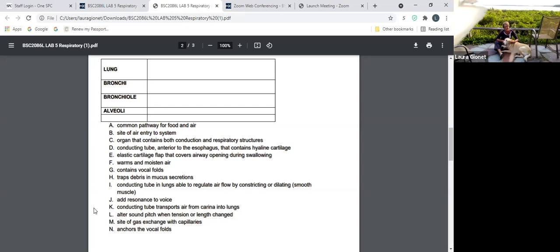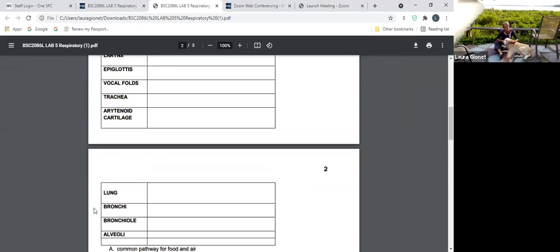L, alters sound pitch when tension or length is changed. Those would be the vocal folds or vocal cords. Site of gas exchange with capillaries, that is the alveoli. And N, anchors the vocal folds, those would be the arytenoid cartilage, because they're by themselves, they're the arytenoid cartilage.